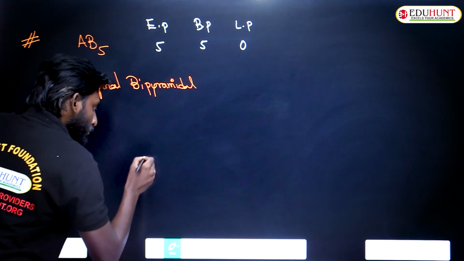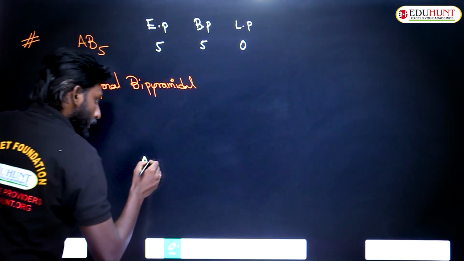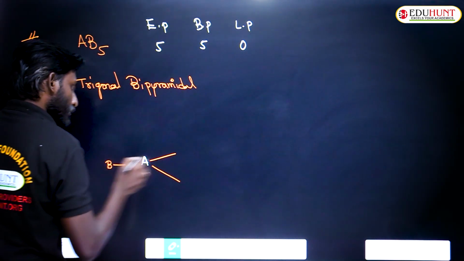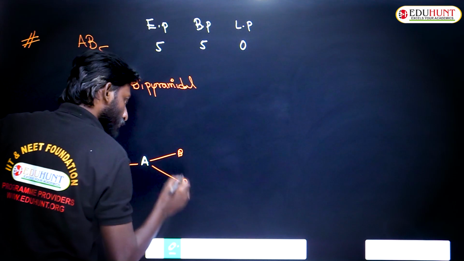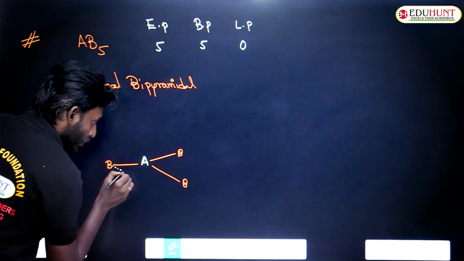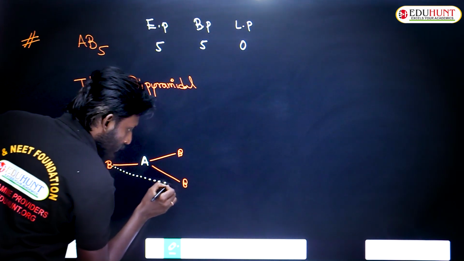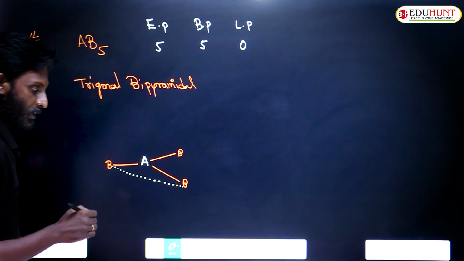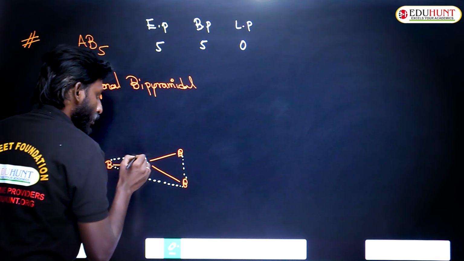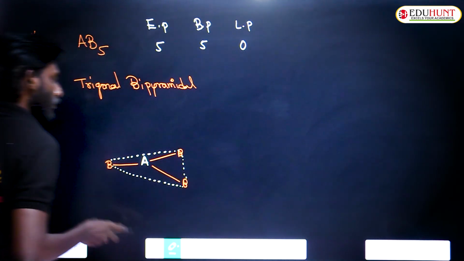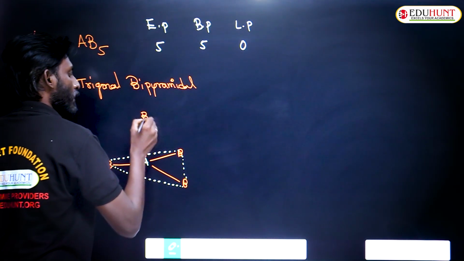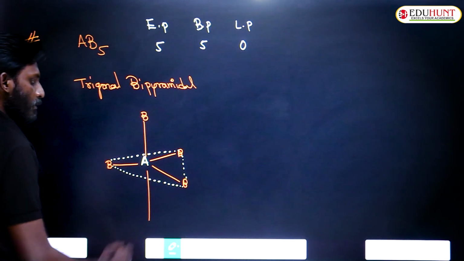See, central atom A, and there is first a trigonal part like this, B, B, B. For better understanding of the trigonal part, I am going to make some dotted lines. See, these dotted lines are not bonds. This is the trigonal part I am talking about. Now, above the plane, one bond pair. Below the plane also one bond pair.